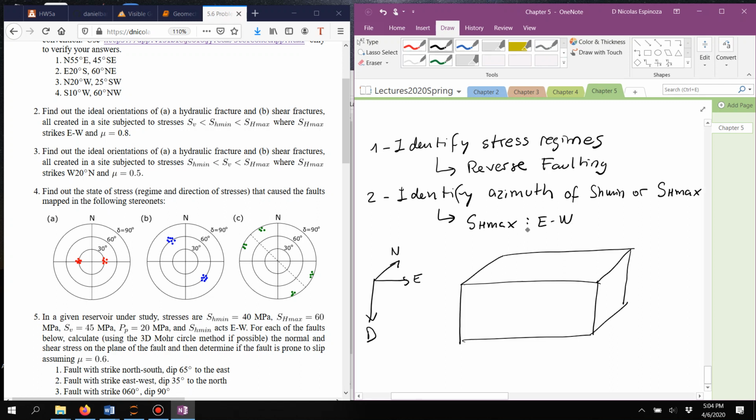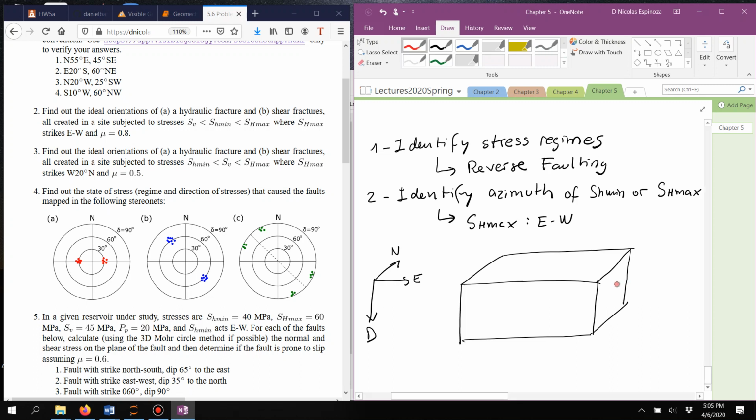Let me tell you why I drew it this way. I drew the shape of this prism so that the longest side is aligned with the direction of the maximum principal stress, which in this case is horizontal, going east-west. So that's why I made it longer in the east-west direction.